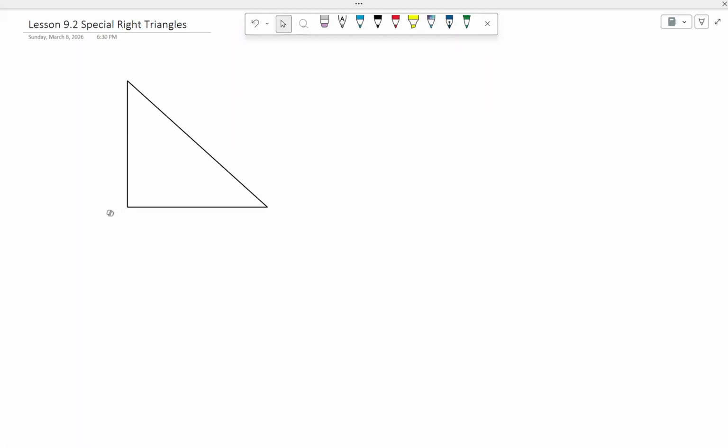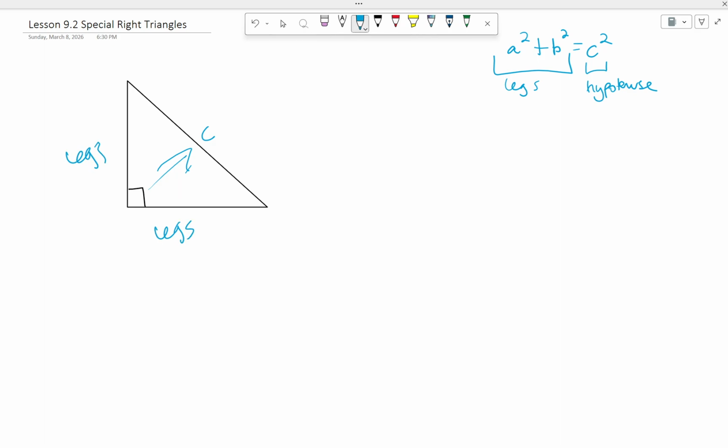So we're going to work with special right triangles. The first one we're going to deal with gets back to that Pythagorean theorem we dealt with, which dictates that the sum of the two legs squared is equal to the hypotenuse squared. These right here, A and B, are the legs, and C here is the hypotenuse, which is always going to be opposite the right angle. Here and here, these are my legs. So this would be A, this would be B.